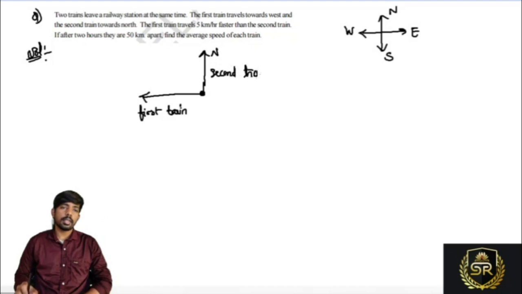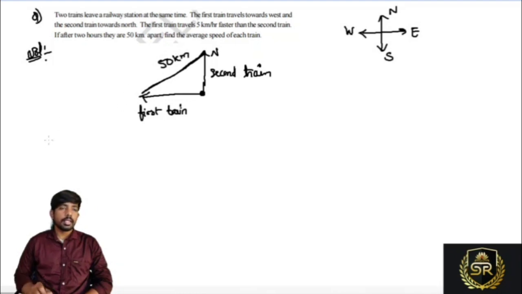And the first train travels 5 kilometers per hour faster than the second train. So here the second train speed we don't know. The first train is given when comparing to the second train. If after 2 hours they are 50 kilometers apart. This 50 kilometers is given.